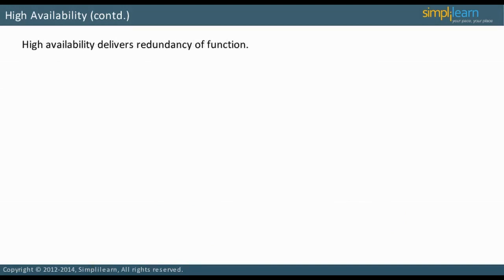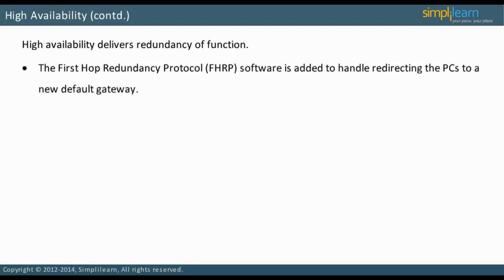High availability delivers redundancy of function. Another device provides the same function as the default gateway that failed. An additional router is required, but software must also be added to handle redirecting the PCs to a new default gateway. This software is called First Hop Redundancy Protocol, FHRP, because the default gateway is the PC's first hop from a routing point of view.